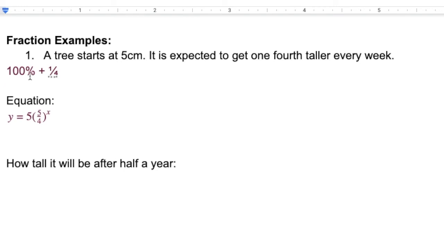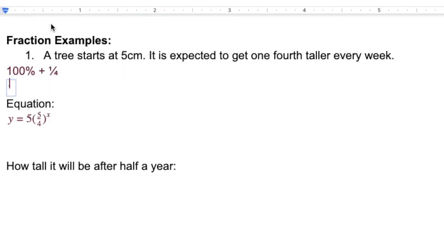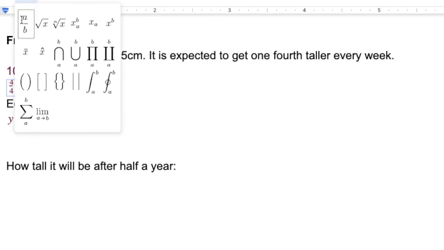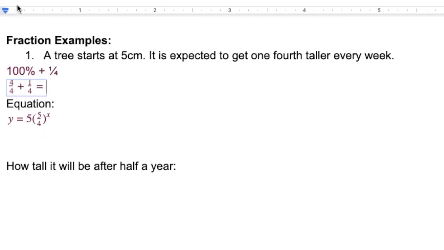Well, 100% as a fraction, in terms of fourths, because this one's in fourths, I'm going to make 100% in fourths too. And 100% as a fourth is 4 out of 4, because having 4 out of 4 is having all of them. So it's all 100%. And I need to add on 1 more fourth. So altogether, from these 4 plus this one, when you add fractions, you only add the tops. So that's 5/4, because the bottom stays the same. And now this is the equation.